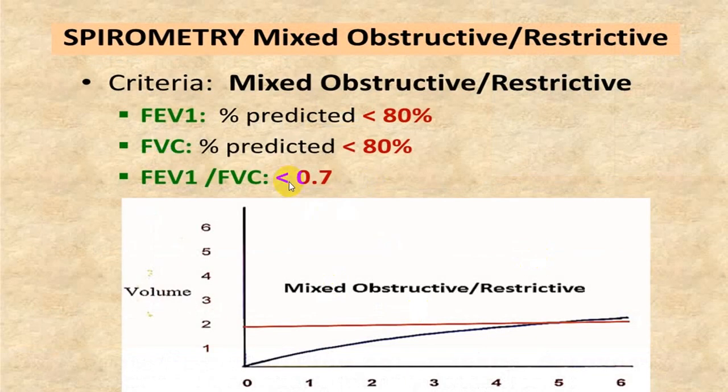In a mixed variety, the ratio is less than 70 and both FEV1 and FVC are reduced. Then it becomes more in favor of obstructive and restrictive together. But a good number of times, this ratio is between 70% to 80%. Always suspect it can be a mixed disorder.